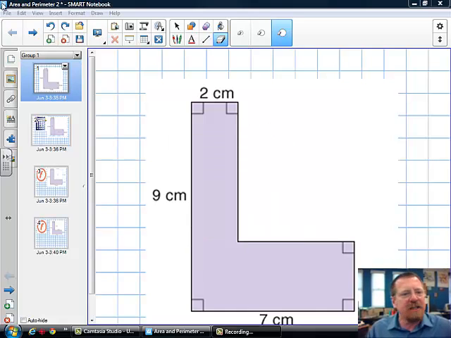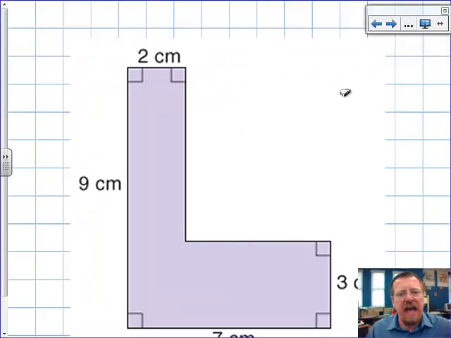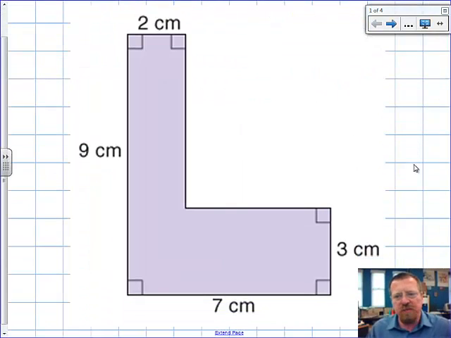Hi there, welcome back to the classroom. It is time to take a look at our flipped classroom video for area and perimeter.